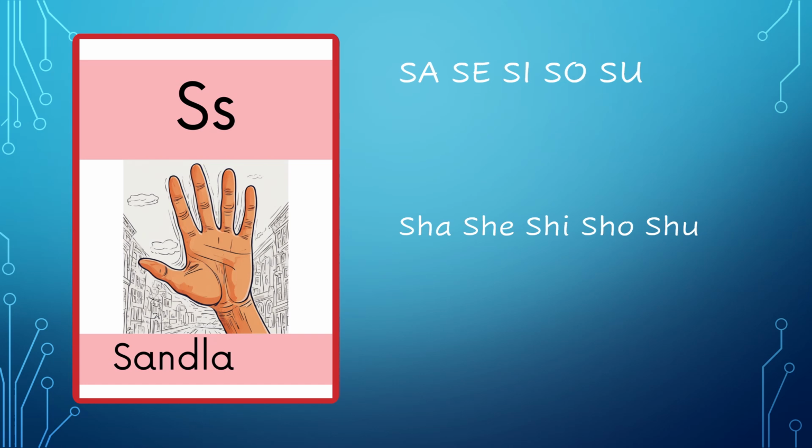The next letter is S, and it sounds like sa, se, si, so, su. With an H added, it sounds like sha, she, shi, sho, shu. And an example of this would be sandla, which means hand.